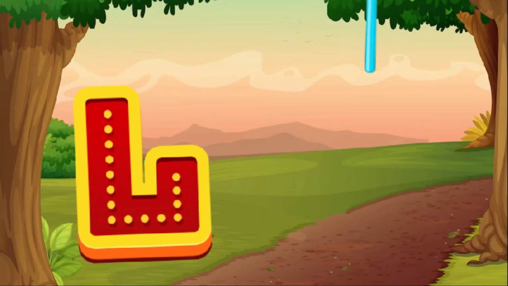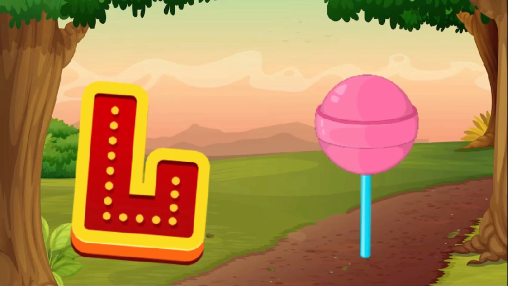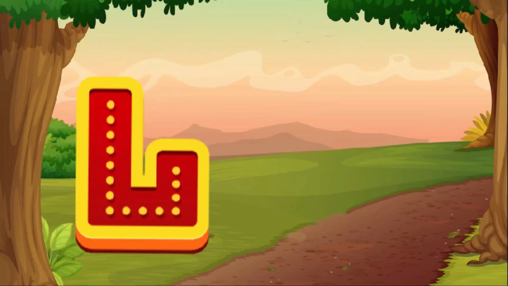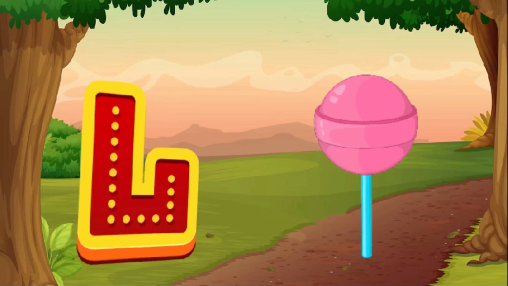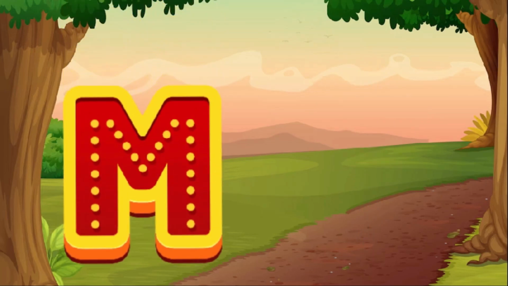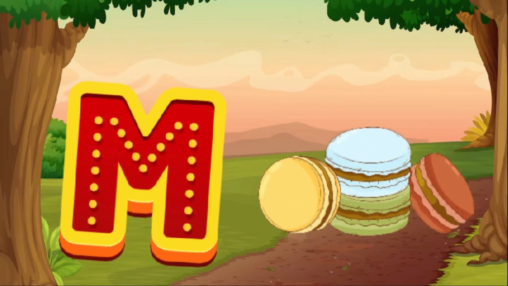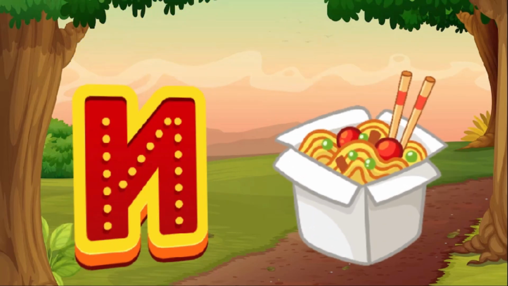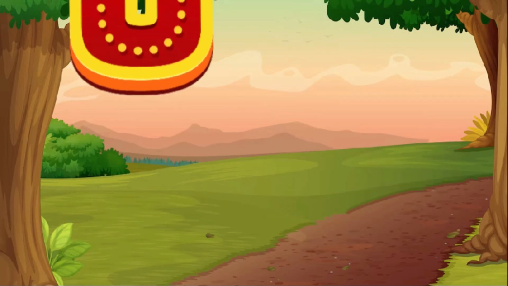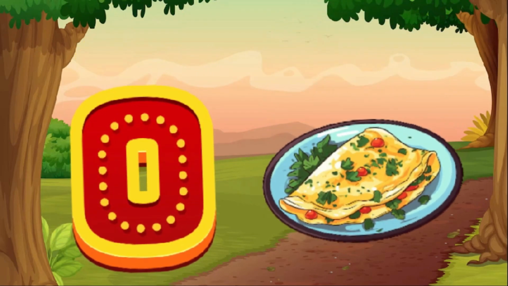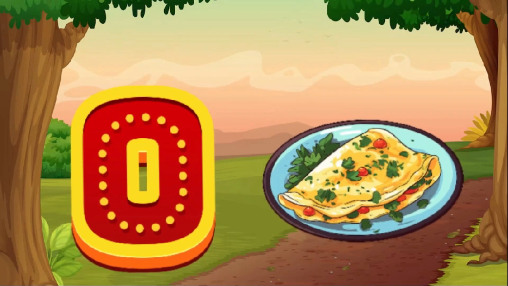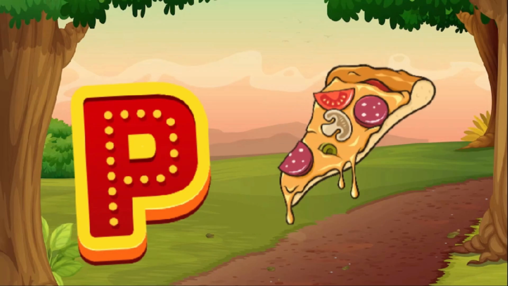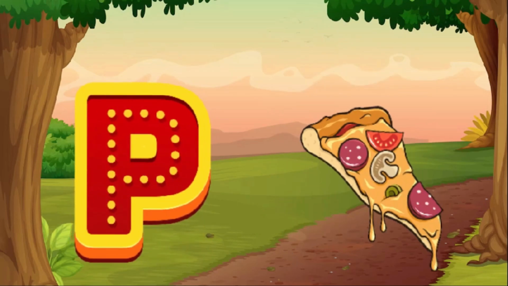L is for lollipop. M is for macaroons. N is for noodles. O is for omelette. P is for pizza.